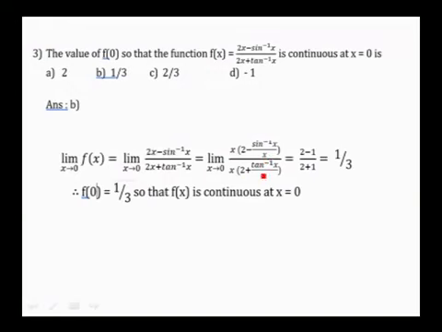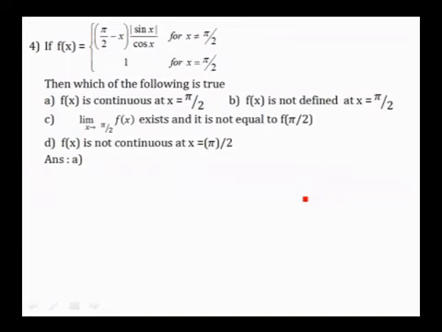Tan inverse x by x, we have already discussed in limits that as x tends to 0 it is 1, and sin inverse x by x as x tends to 0 is also 1. So 2 minus 1 over 2 plus 1 is 1 by 3. So f(0) is 1 by 3, so that f(x) is continuous at x equals 0. I must take the value of f(0) as 1 by 3. Only then do we say f(x) is continuous, because the limit of f(x) as x tends to 0 must be equal to f(0). So f(0) must be 1 by 3. Option is B.